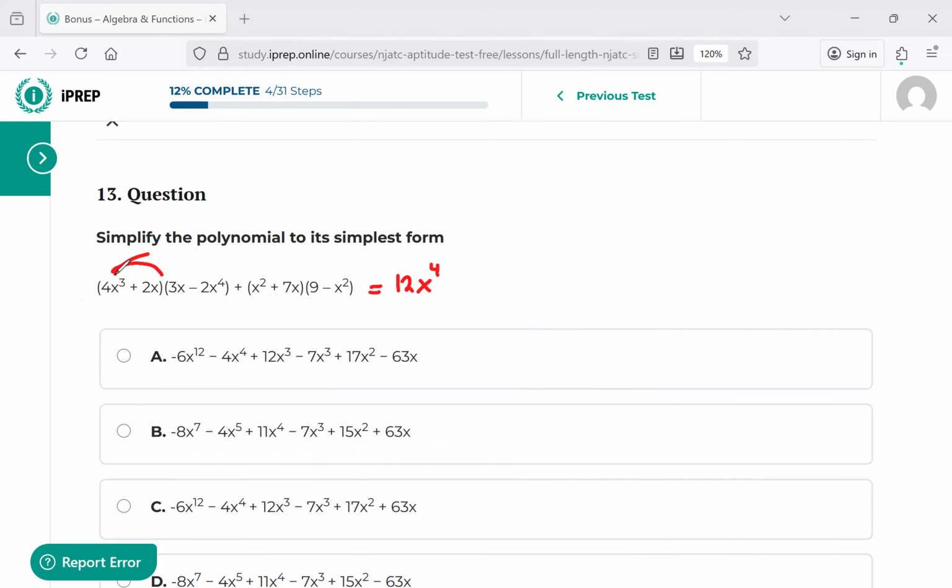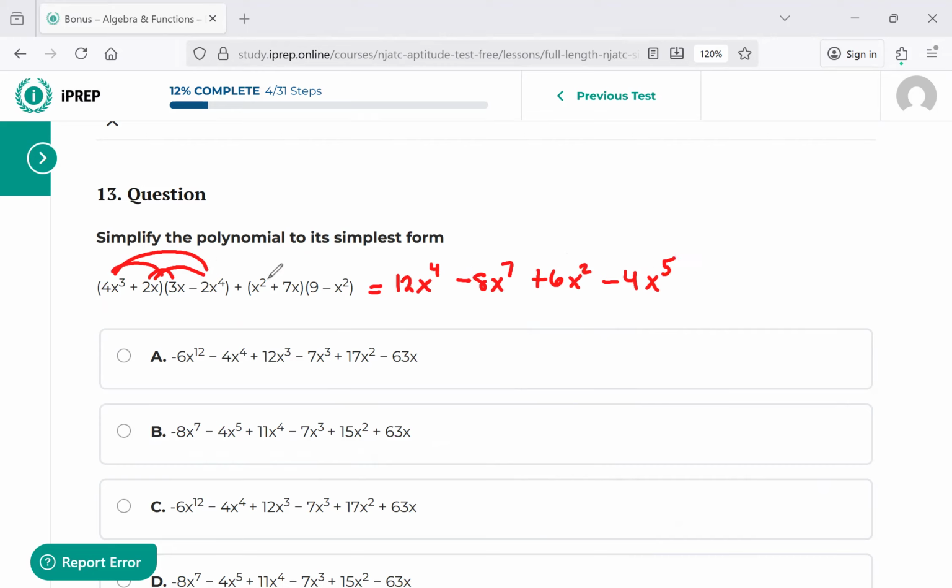And then what's 4x cubed times negative 2x fourth? That would be negative 8x to the 7th. And then 2x times 3x is positive 6x squared. And then what's 2x times negative 2x fourth? That is negative 4x to the 5th.